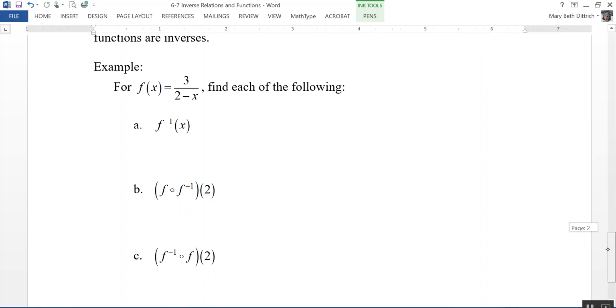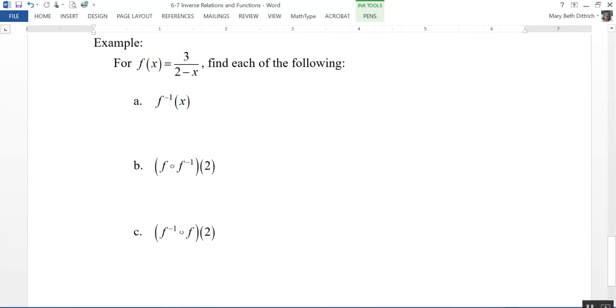So we have f of x is equal to 3 over 2 minus x, and we need to find its inverse, and then we need to find the composition plugging in 2 for x. So let's start with finding the inverse. Let's go ahead and switch x and y. So I have x equals 3 over 2 minus y, and I need to get y by itself.